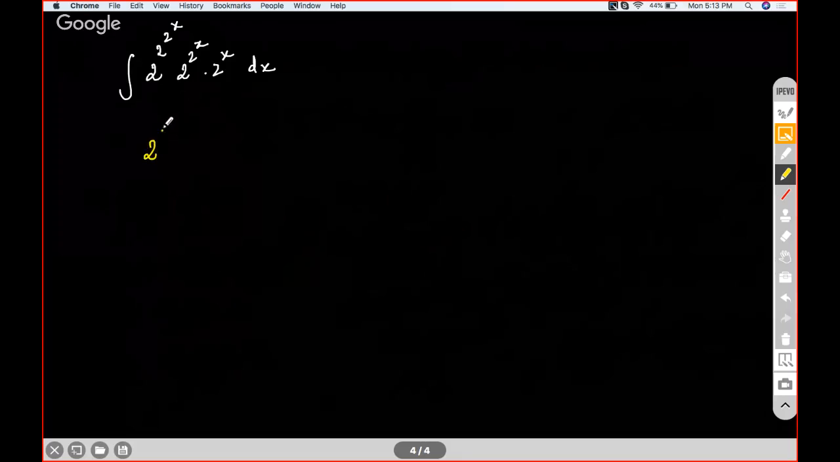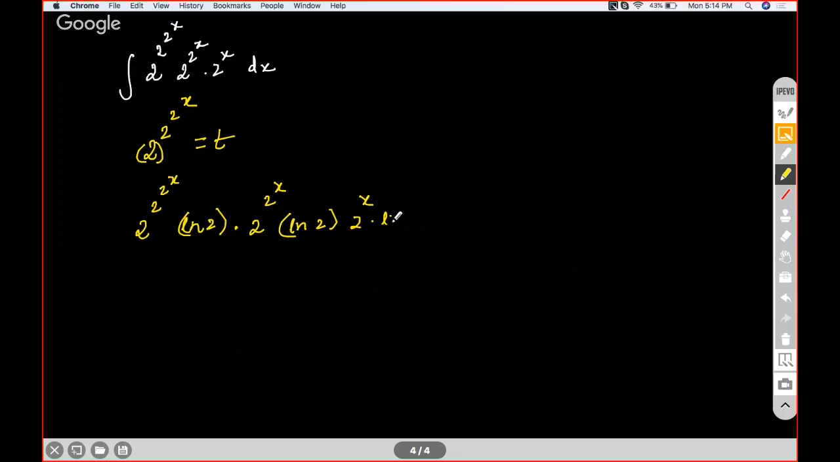Take 2 to the power 2 to the power 2 to the power x as t. When you differentiate it, you have to use the chain rule. So think as if there is 2 to the power something. That will be 2 to the power something ln 2 into the derivative of that something, which is again 2 to the power something ln 2. Again the derivative of that something is 2 to the power x ln 2. This would be your dt.